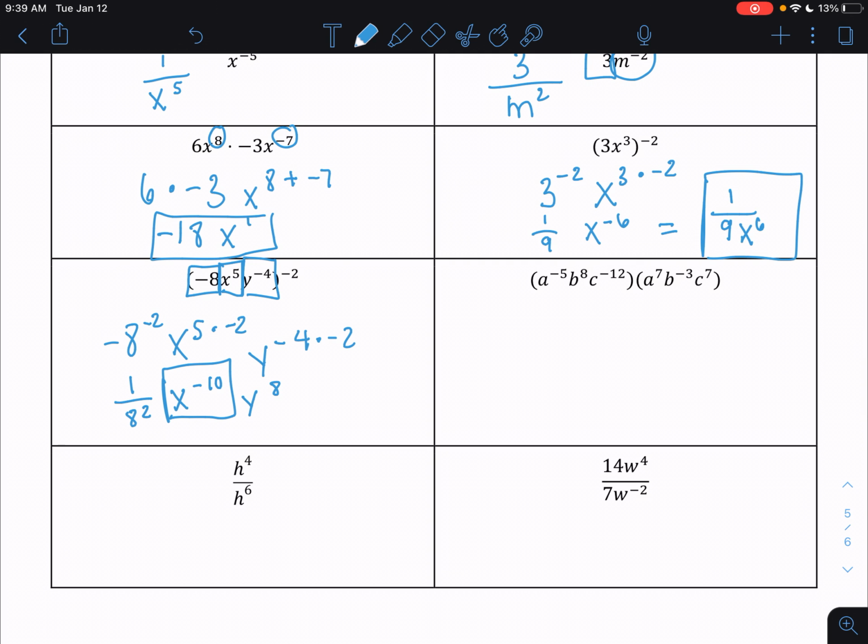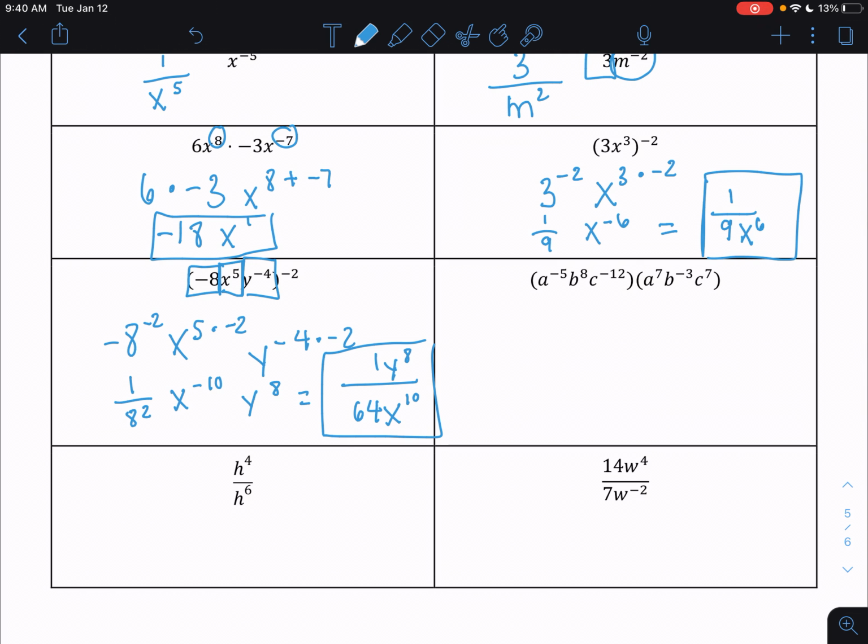This one. So that means that our final answer will be 1 over 8 squared, which is 64. And then that x to the 10th needs to go in the bottom, but the y to the 8th stays in the top because it's already positive. And this is our final answer.